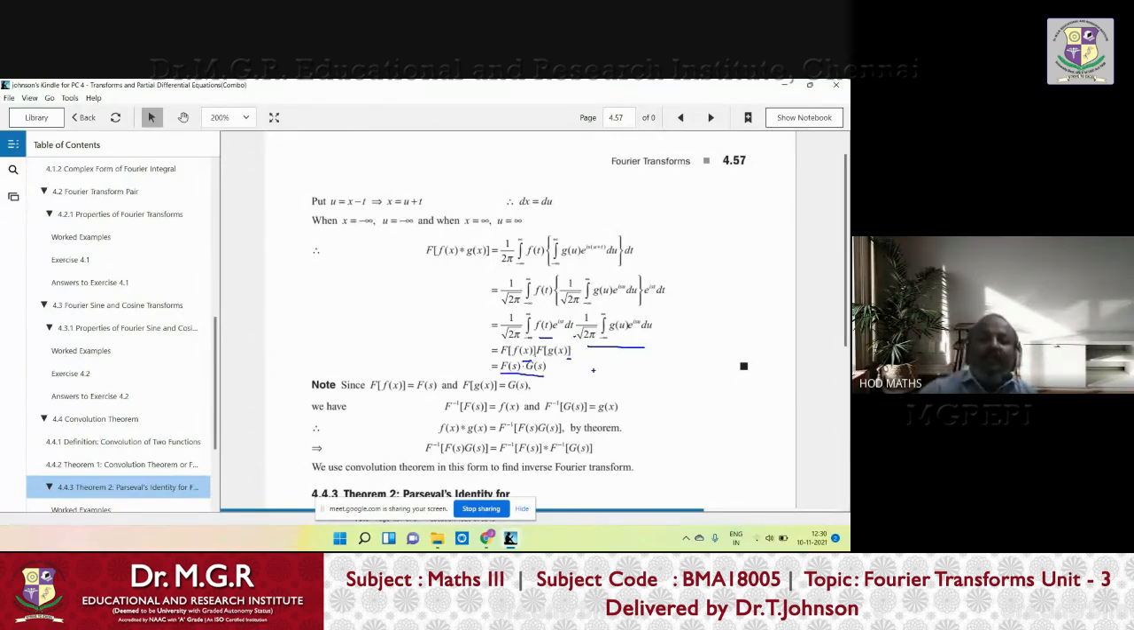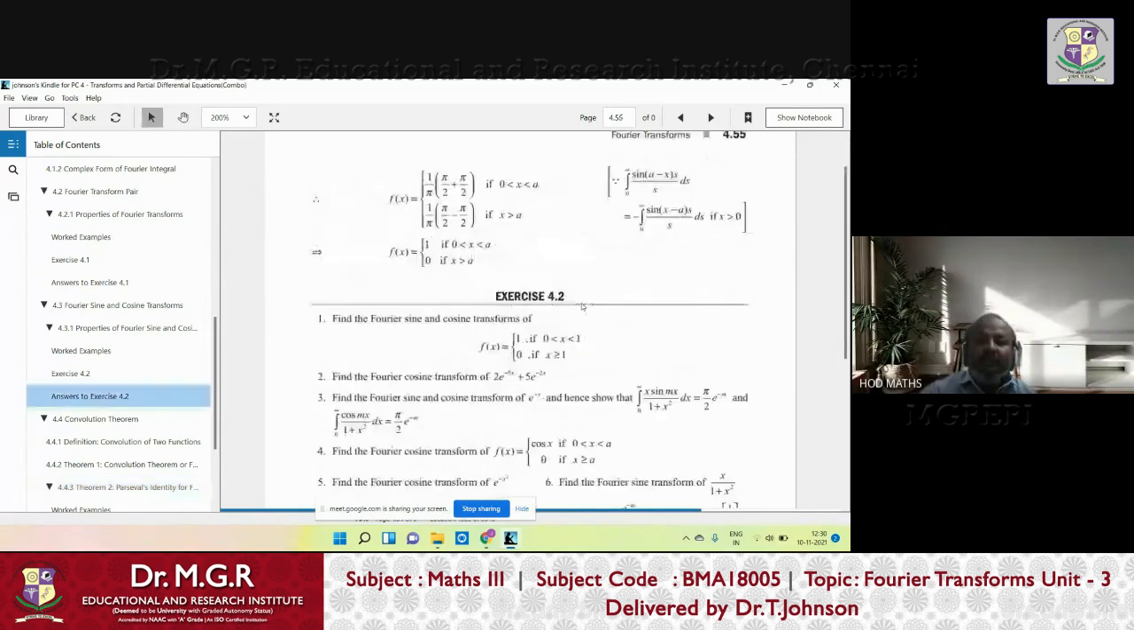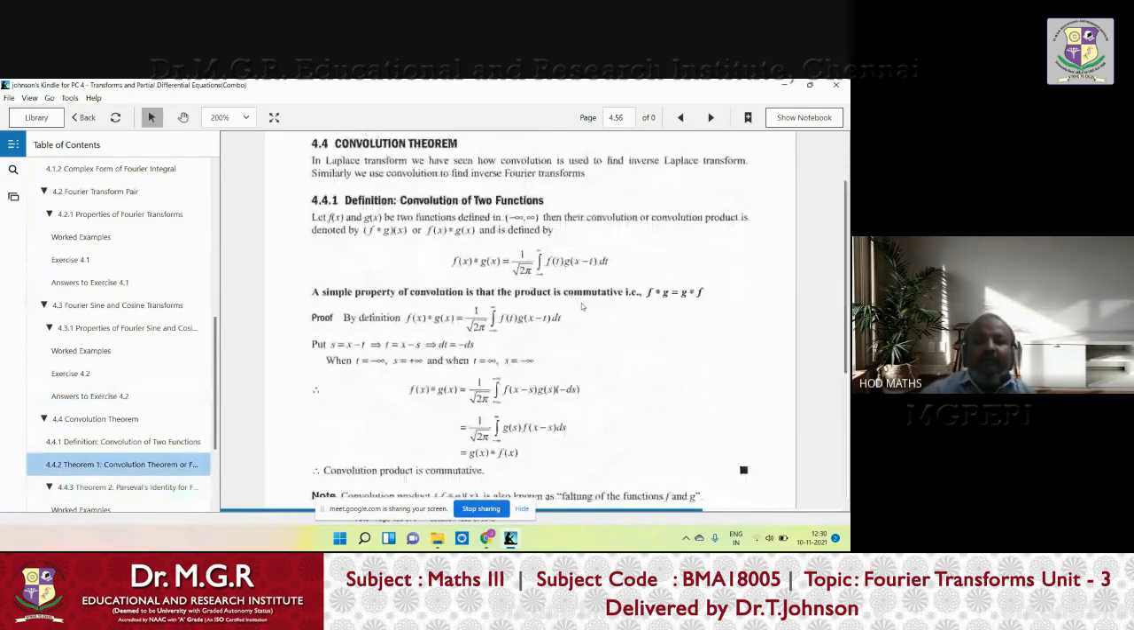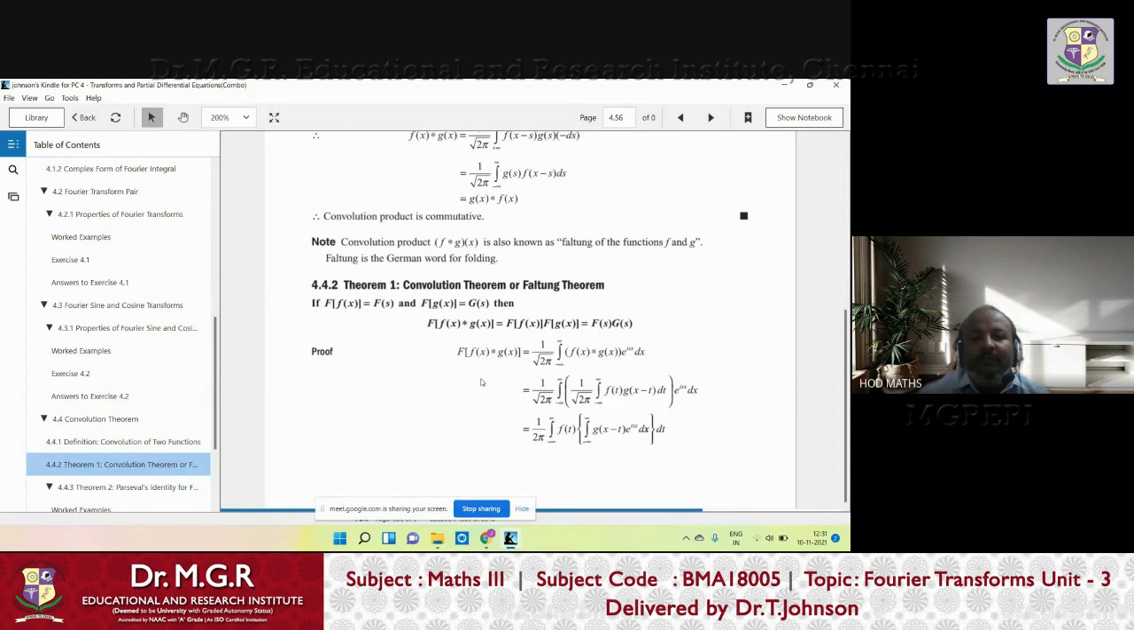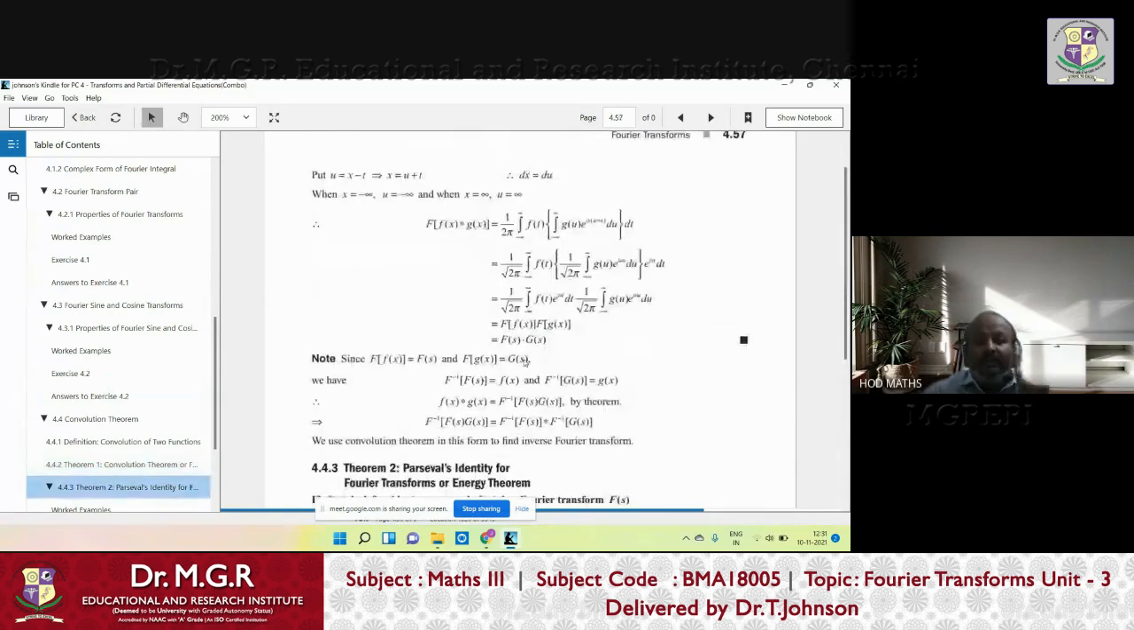When we start, it is the Fourier transform of the convolution of two functions, that is the Fourier transform of f of x star g of x. But when we end, it is simply the Fourier transform of f of s into the Fourier transform of g of s. So from that, we can come to the conclusion that the Fourier transform of the convolution of two functions is equal to the product of the transforms.